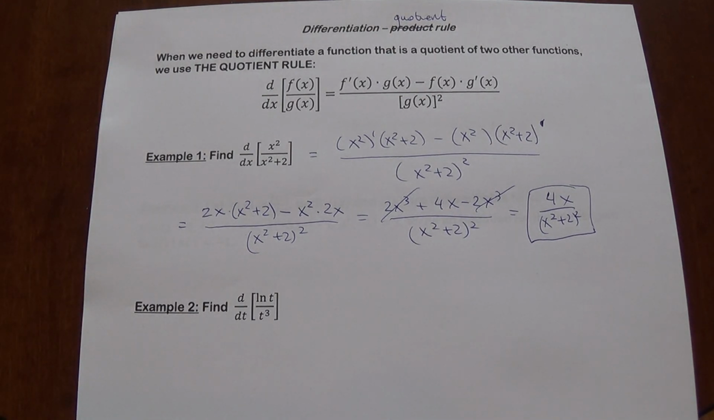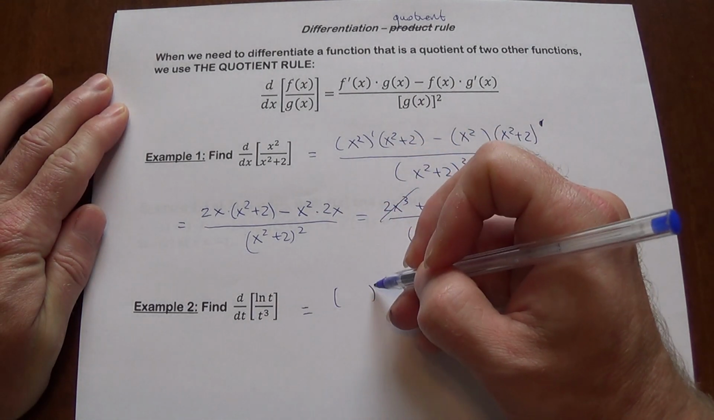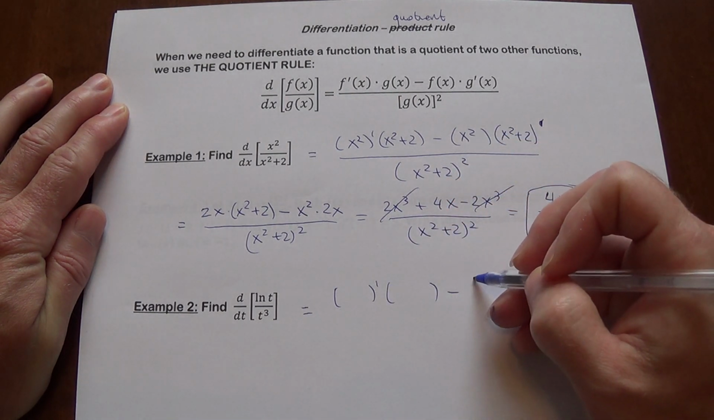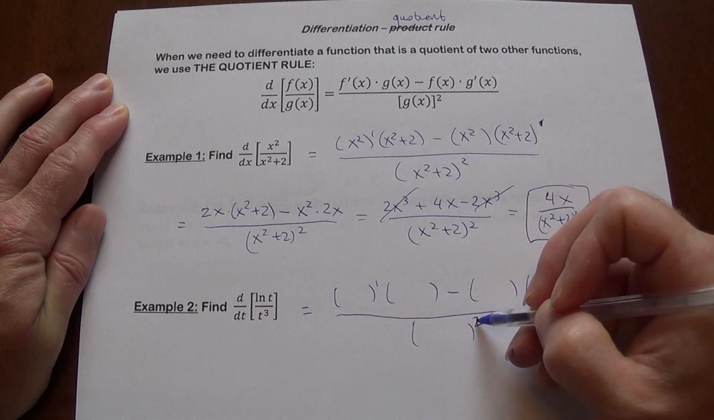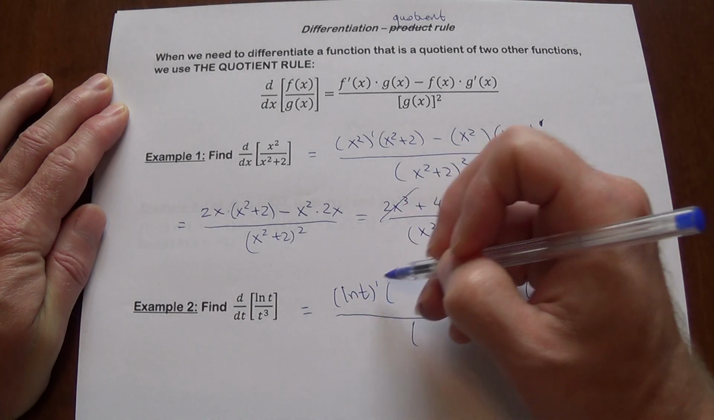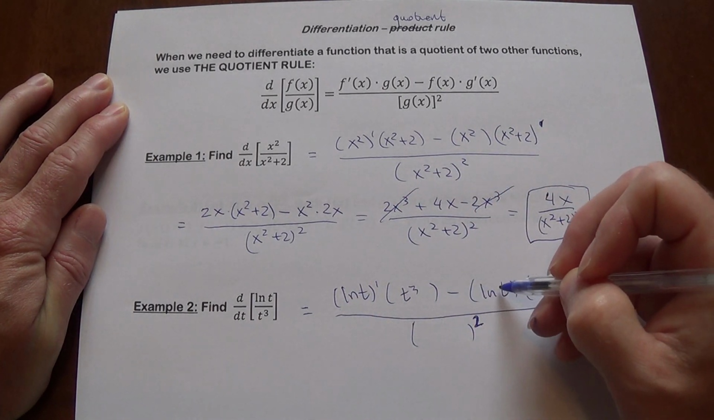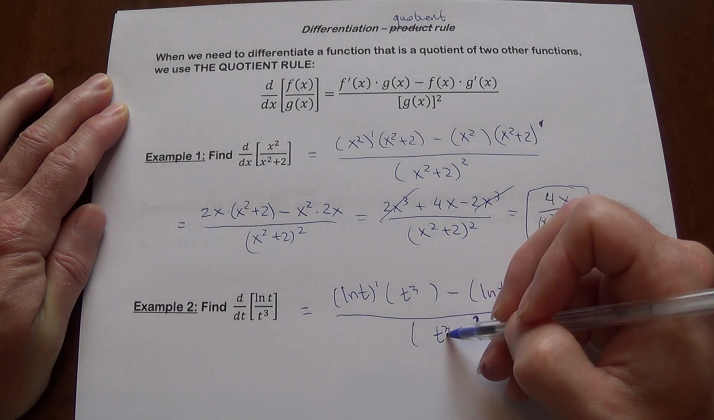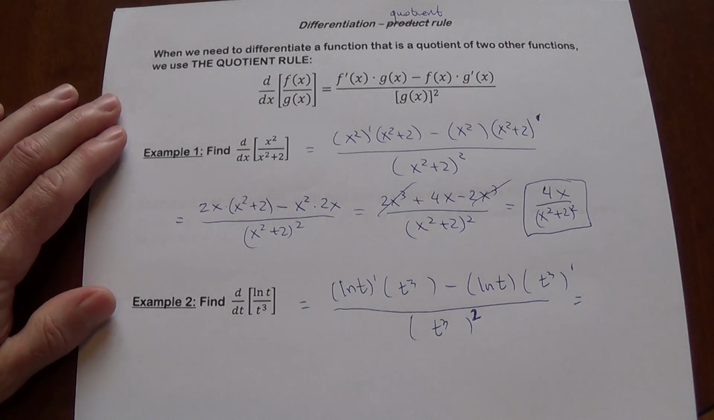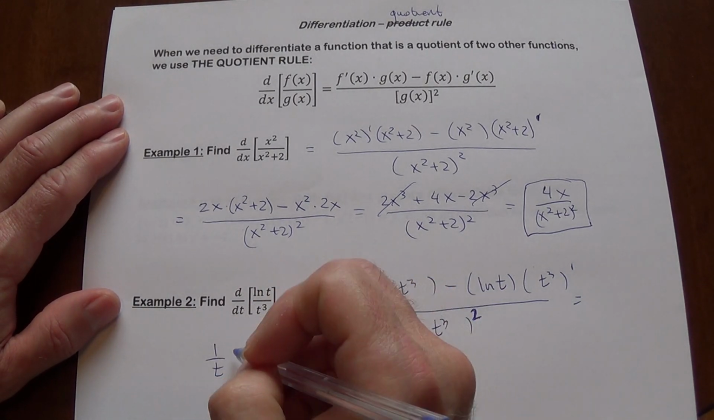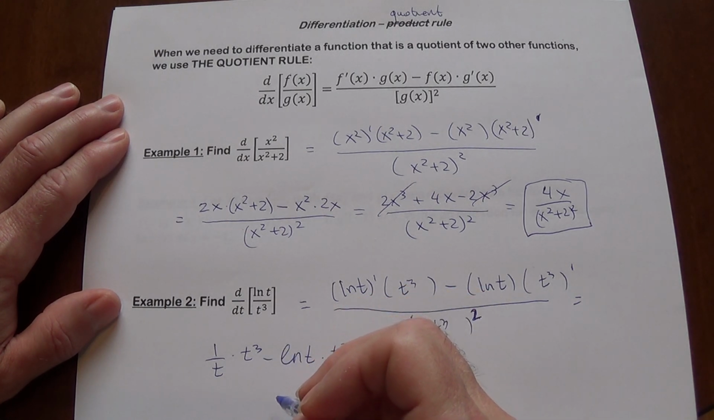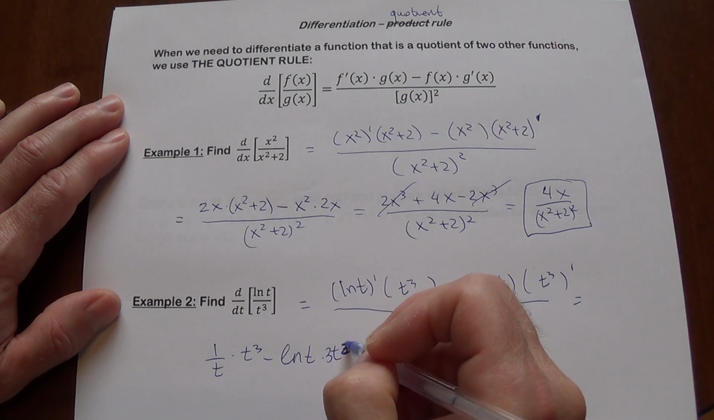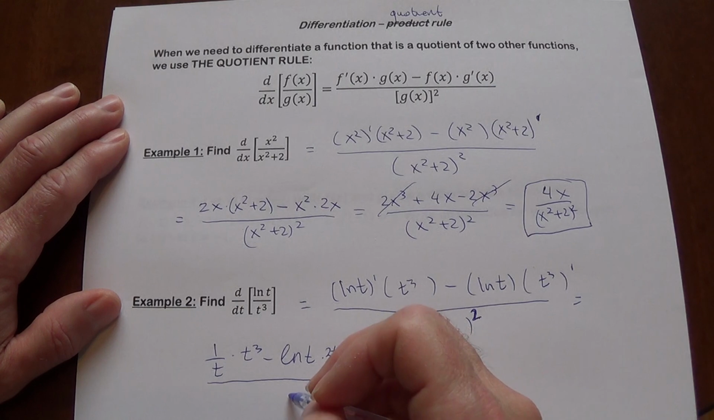The next one, trying to find the derivative of ln t over t cubed. We are going to set up the same template. So ln t, t cubed, ln t, t cubed, t cubed. So all that, derivative of ln t is 1 over t times t cubed minus ln t times, I have to differentiate that, 3t squared, divided by t to the 6th.